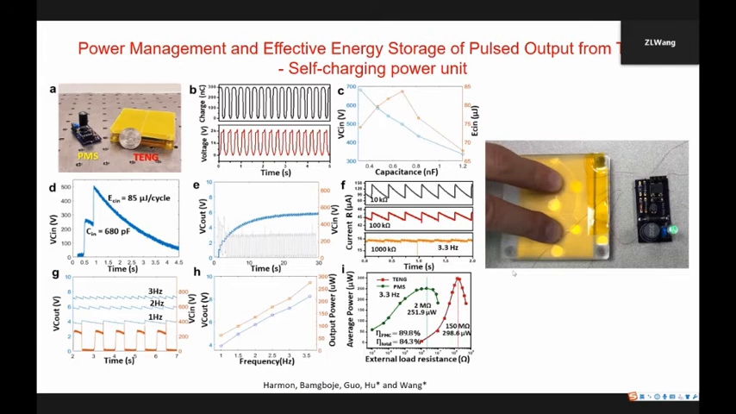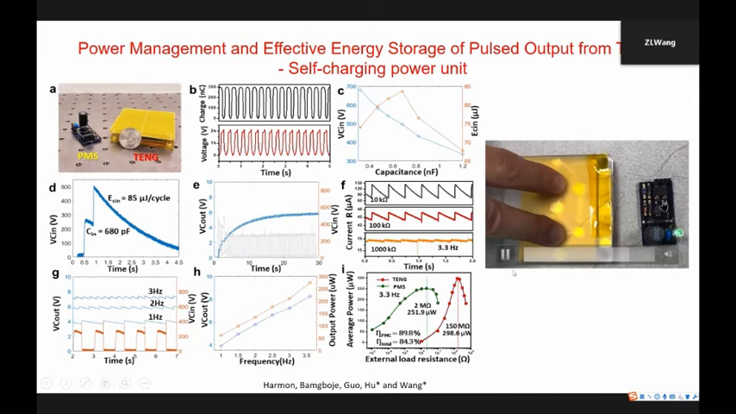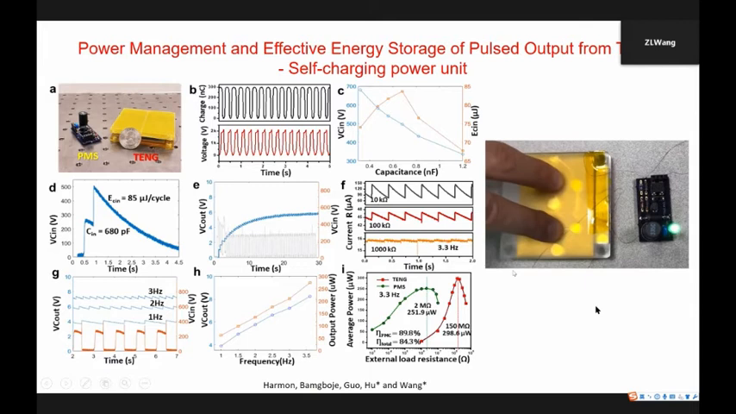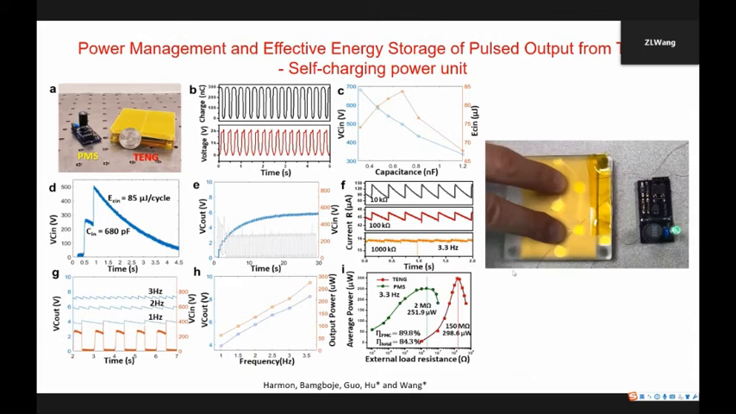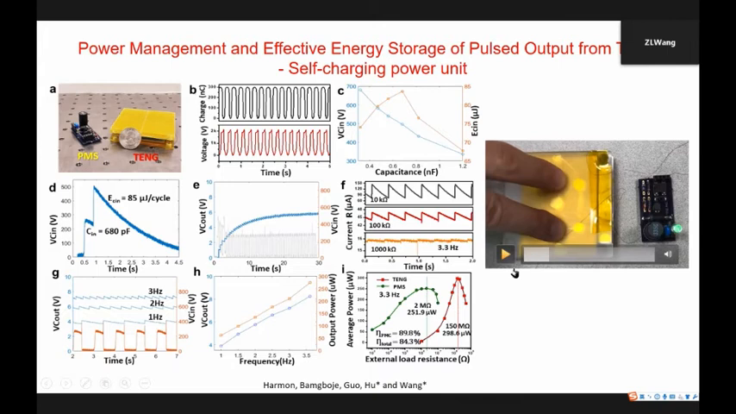So you can see this one. This is the TENG, this is the power regulation unit, and this is the output. You can have an effective unit. We have already reached 85% effectiveness of this power management here, okay? So this is utilized as the power management system for the self-charging power unit.